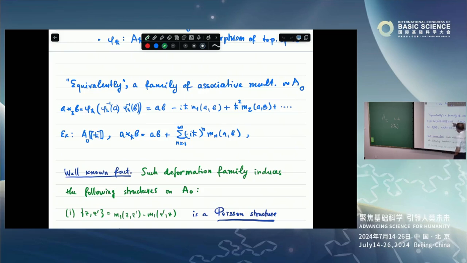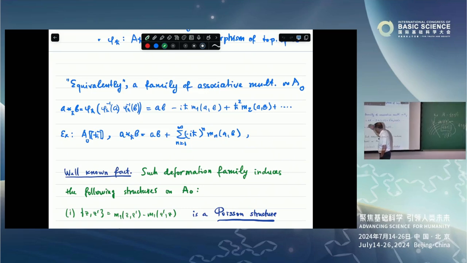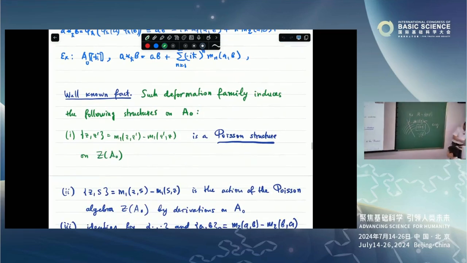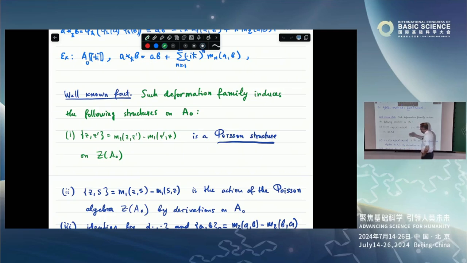So it starts with the multiplication in A0, and then it's a power series in h. It's much easier to think about it as a formal power series, so this is what is written here. So what do we know about it? A well-known fact is that if you consider the skew-symmetric part of M1, it defines the Poisson algebra structure on the center. Typically, this Poisson algebra structure is trivial.